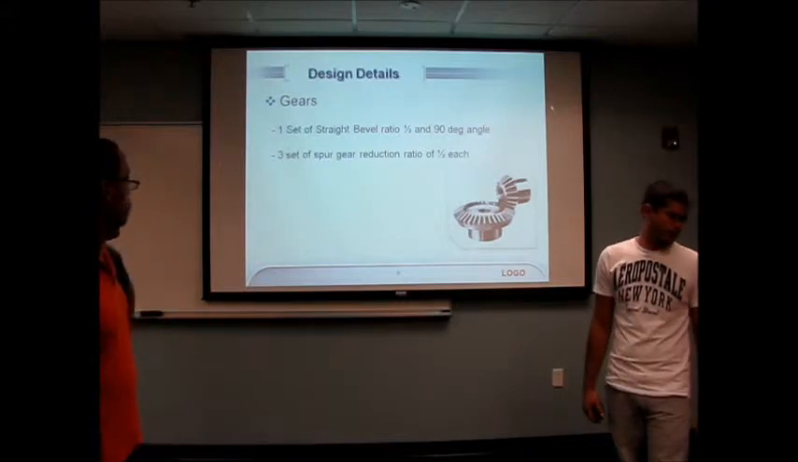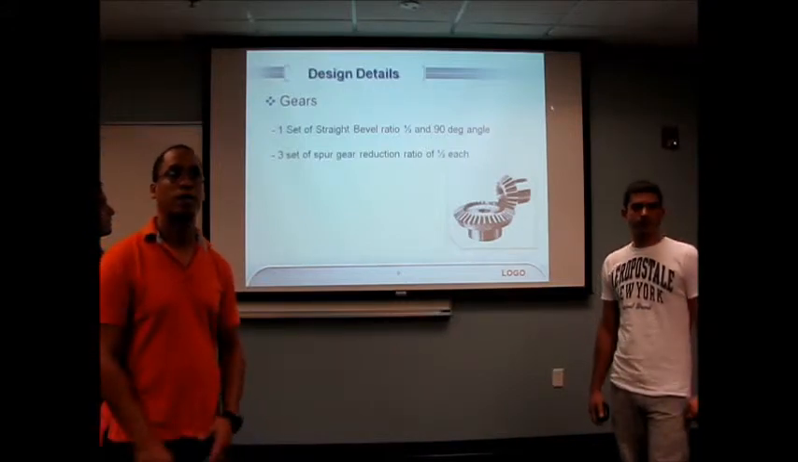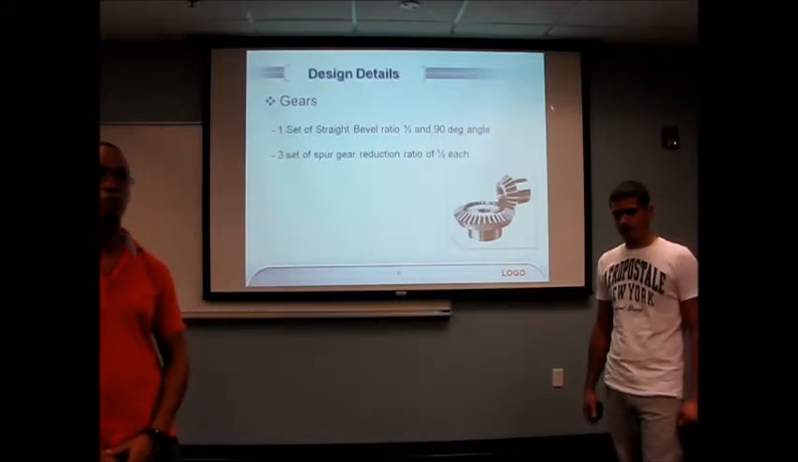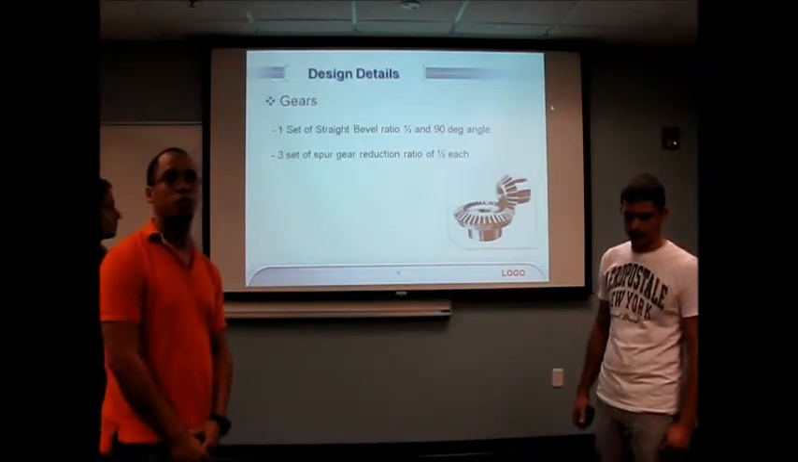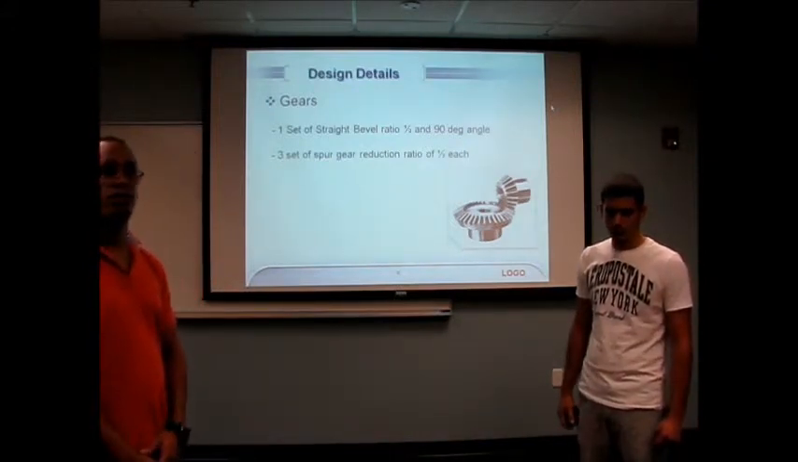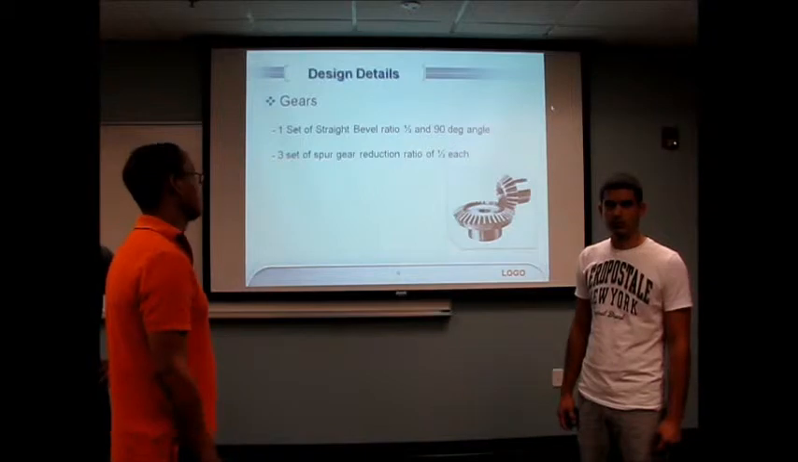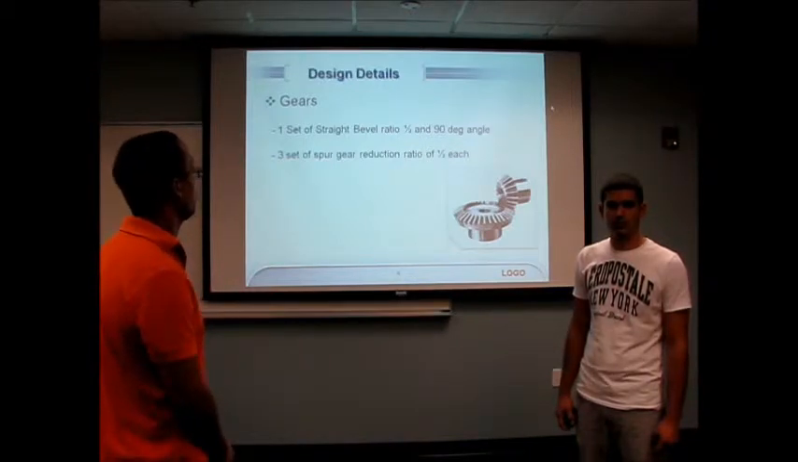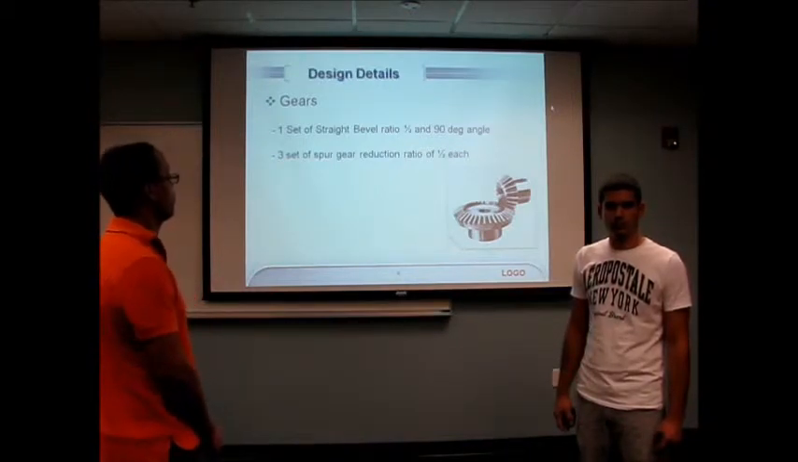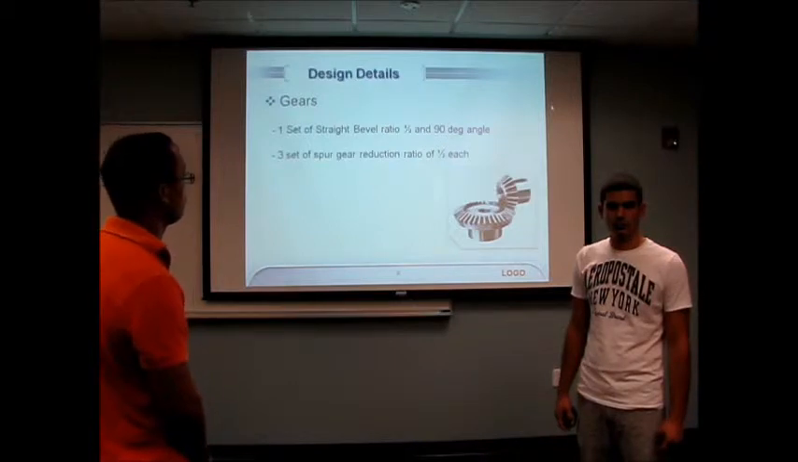Basically, we use one set of straight bevel gears with a ratio of half and a 90-degree angle, and we use this set of spur gears with a reduction ratio of half each. For the last set of gears, we use one spur gear between them in order to change the direction of the shaft.